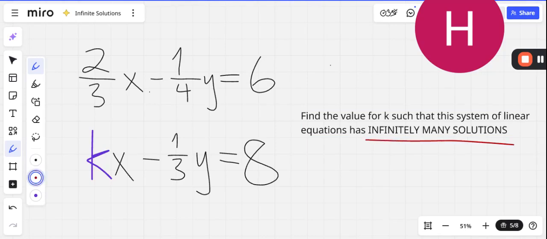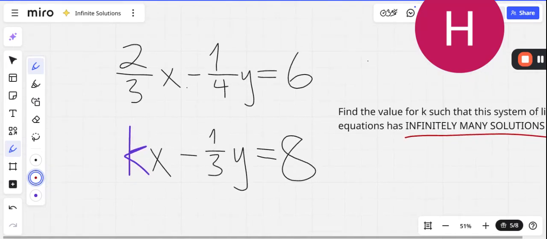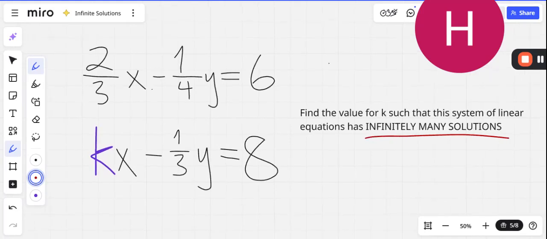And this is going to motivate exactly how we approach this problem. The fact that this solution set is infinite means something very particular about these two equations. So I'll give you a few minutes to figure out what the value of k should be if you want to attempt this on your own. You can pause the video, give it a go.